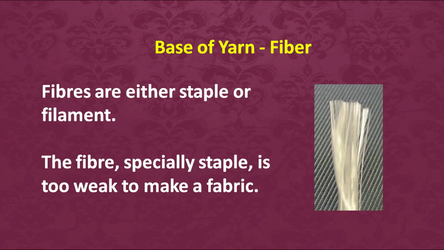So we will start with what is yarn. Yarn is nothing but an assemblage of fibers. And what is fiber? Fiber is the thread-like material that we derive from natural sources as well as from man-made sources. So fibers can be of two types: staple fibers or filament fibers. In simple words, staple fibers are short fibers and filament fibers are long fibers.